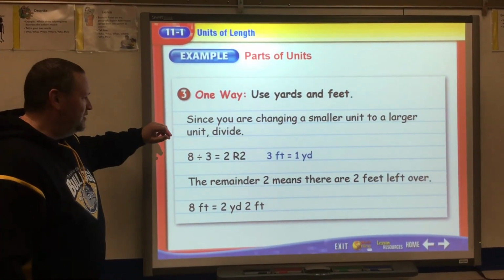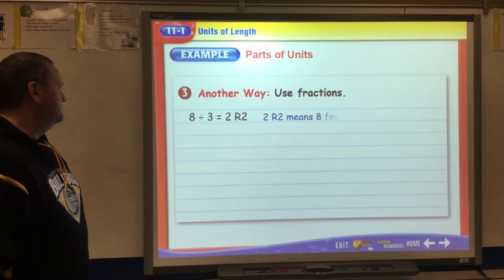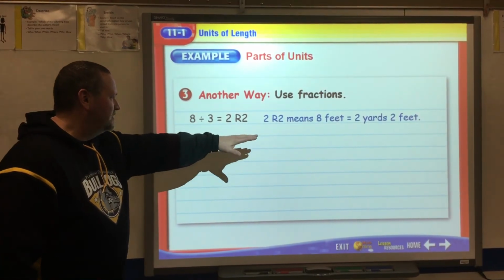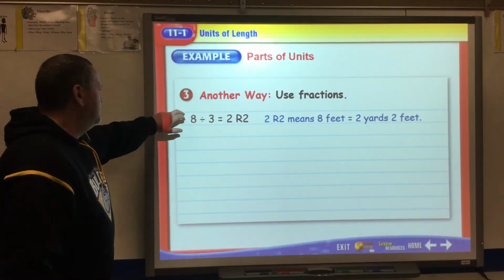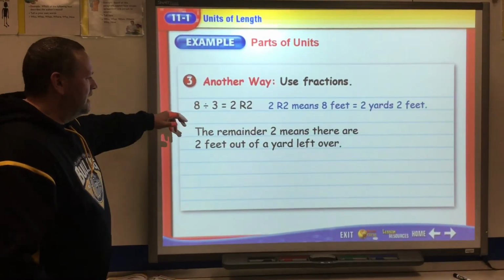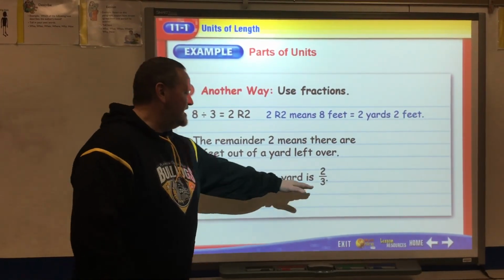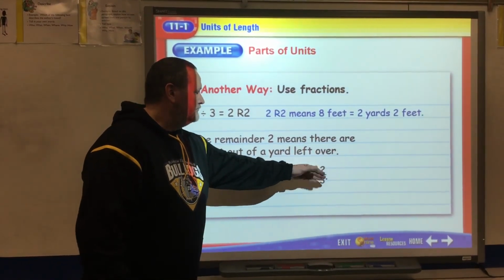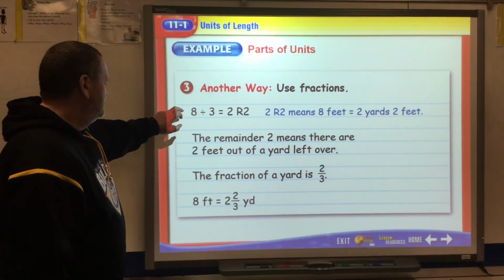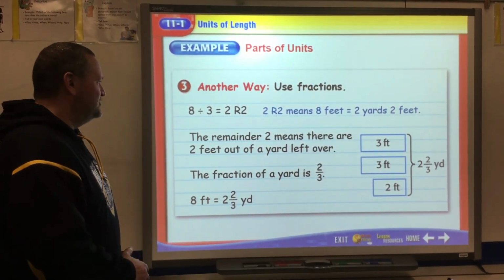There's another way to show this as a fraction if you just want it in yards. So this is what we figured out before. 2 yards and 2 feet is over there. The remainder 2 means that there are 2 feet out of a yard left over. So since a yard is actually 3 feet, you have 2 of them. You just simply put down 2/3 of a yard. So that's the same answer. 2 and 2/3 is the same as saying 2 yards and 2 feet.